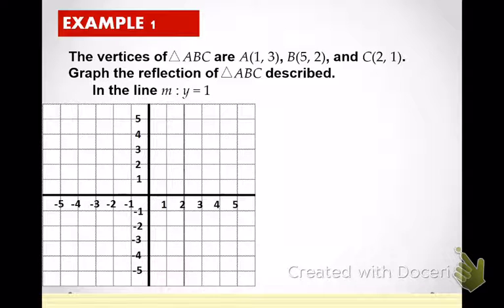All right. So we have the vertices A, B, C. So we have A is the point 1, 3. Let's plot that. So there's 1, 3. That's A. Then we have B is 5, 2. And C is 2, 1.